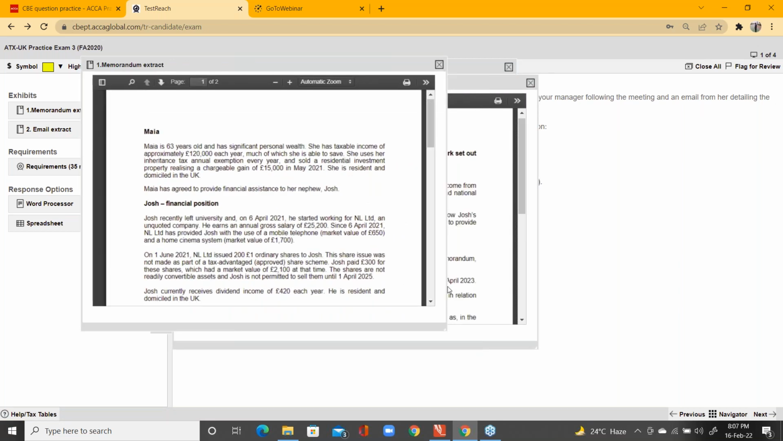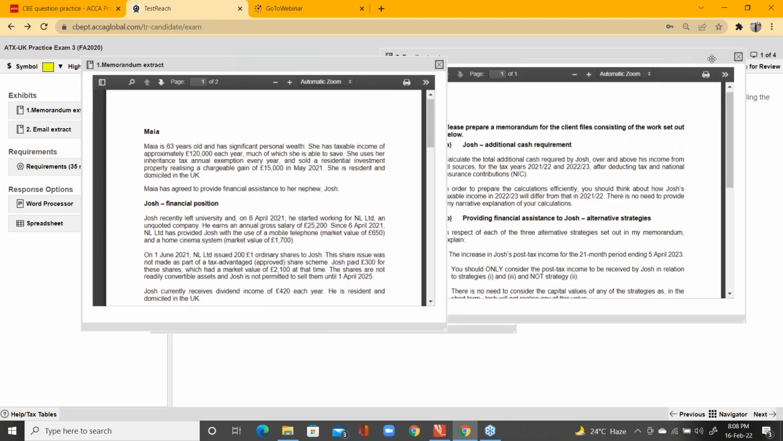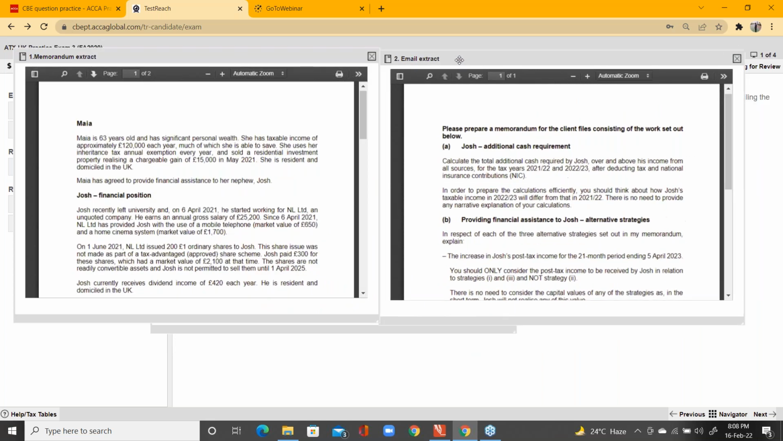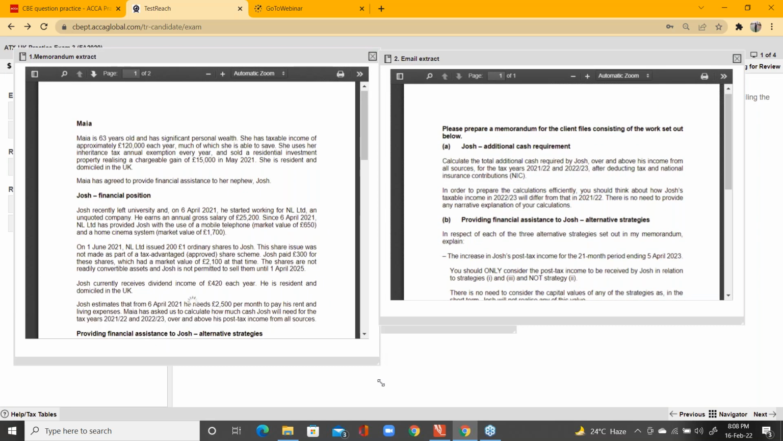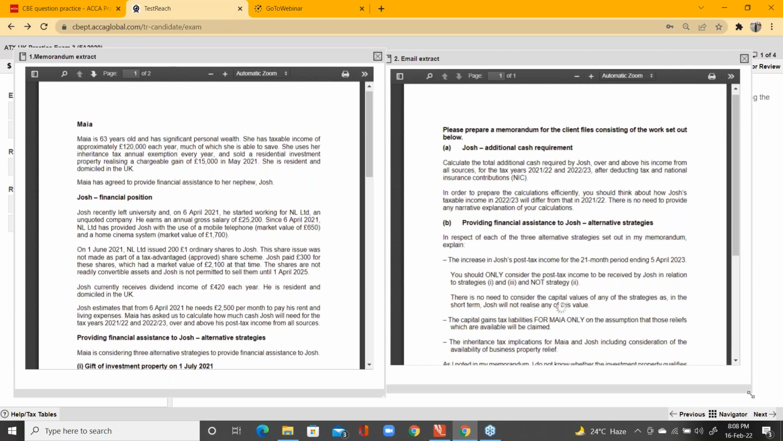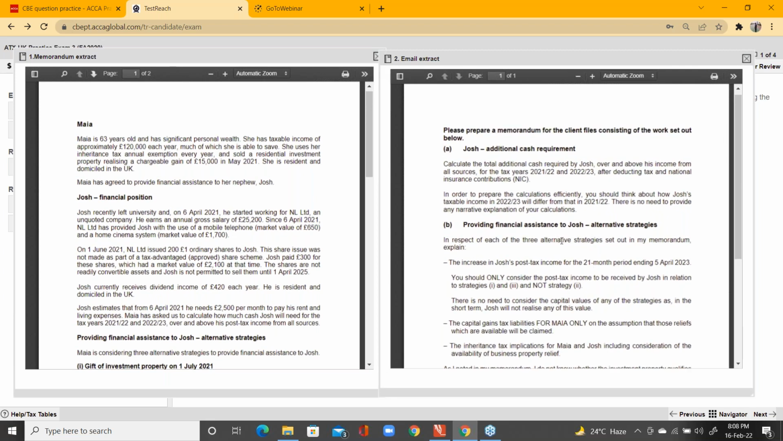I'm opening all of the windows and will be considering the important areas with respect to this question. Now, as we know the requirements, first of all, we have to find the additional cash for Josh. And under B, there are 3 alternative strategies: the gift of investment property, or the gift of shares in FAR Limited, and third, the monthly cash gifts to Josh.